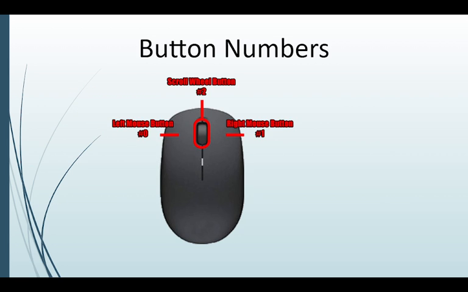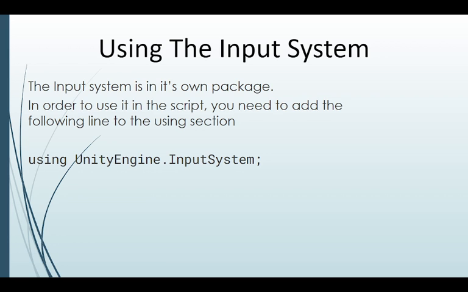Button numbers: left mouse button is 0, scroll wheel is 2, and the right mouse button is 1. So that's what those integers are looking for. All right, let's talk about the input system. The input system is in its own package. In order to use it in the script, you need to add the following line: using UnityEngine.InputSystem.